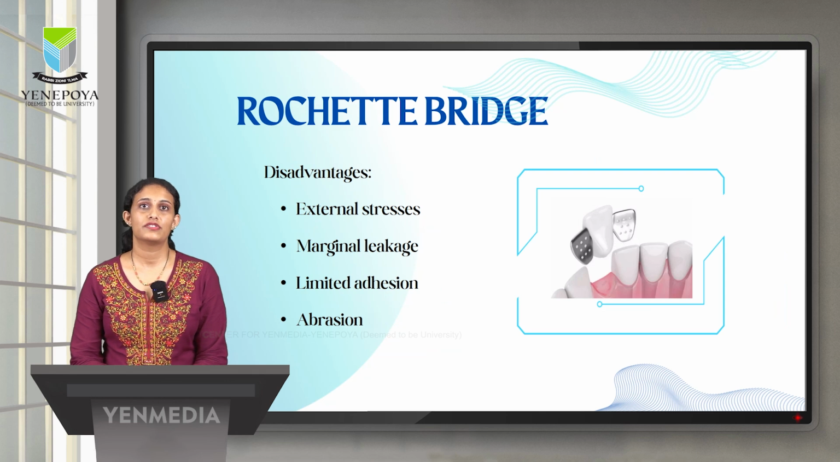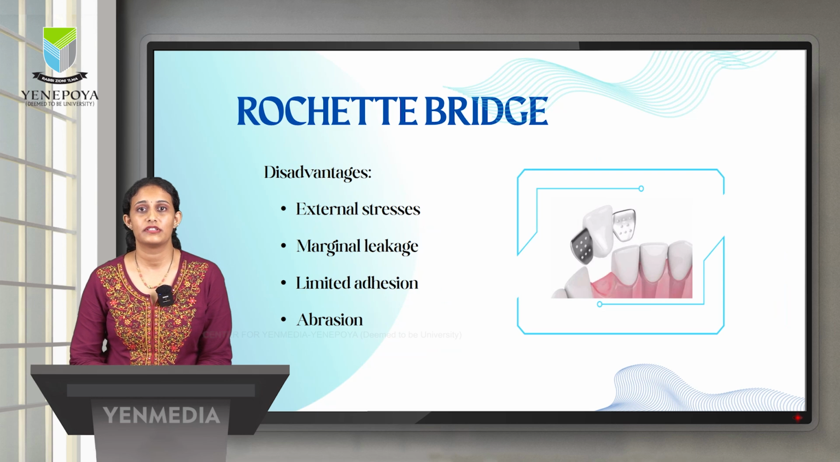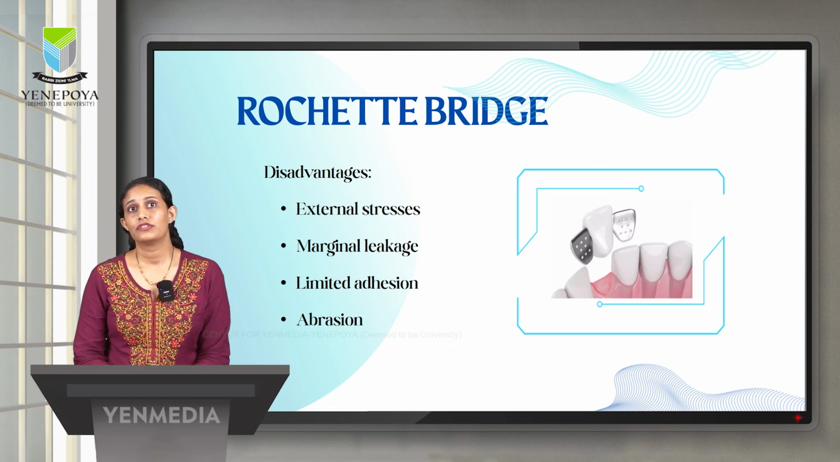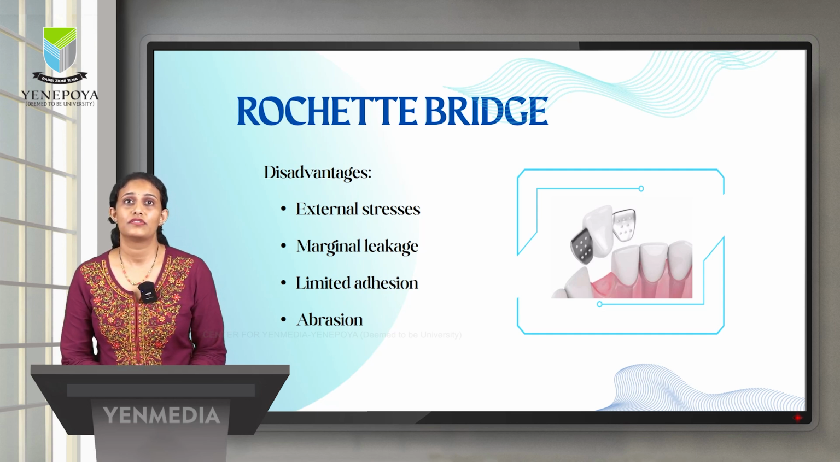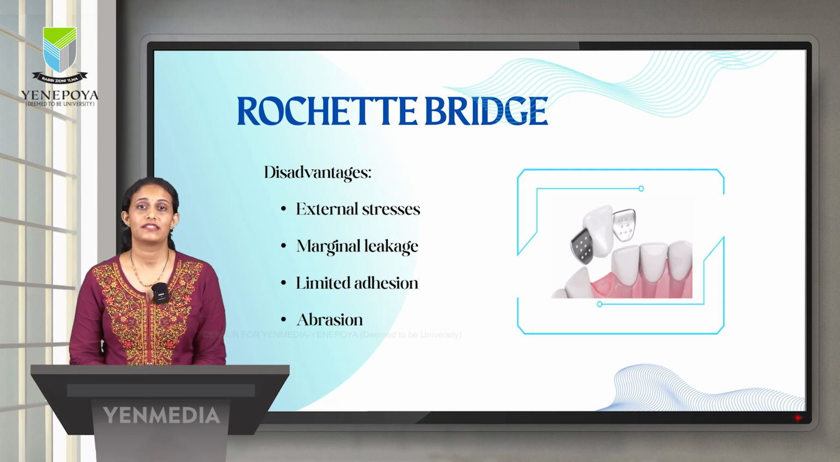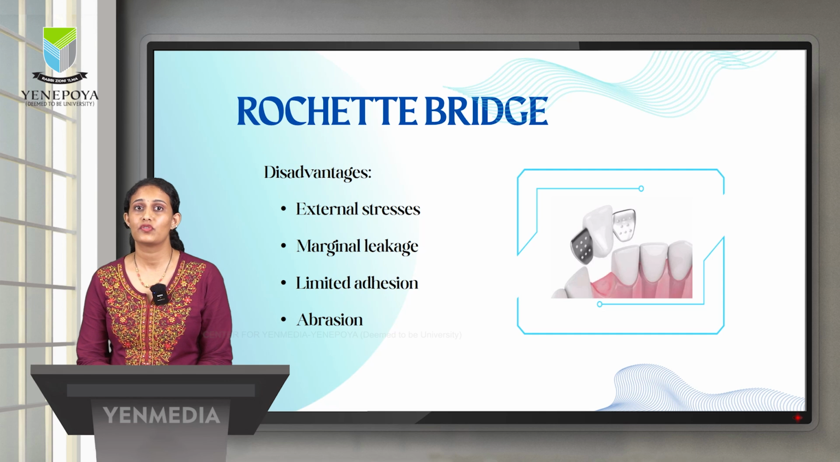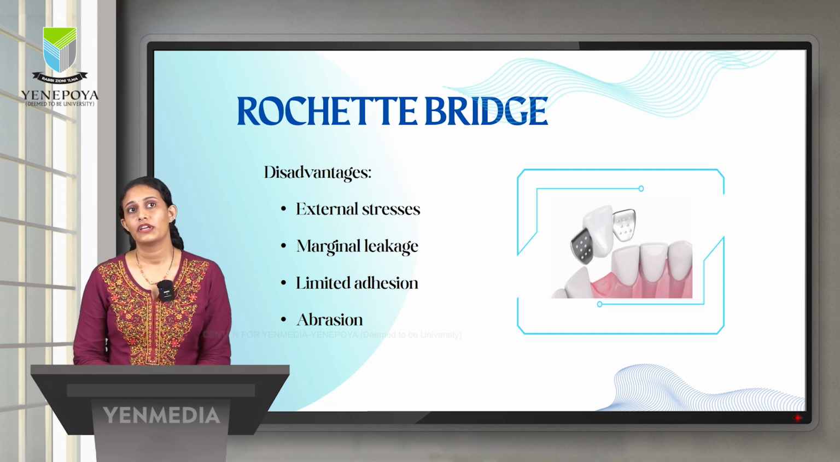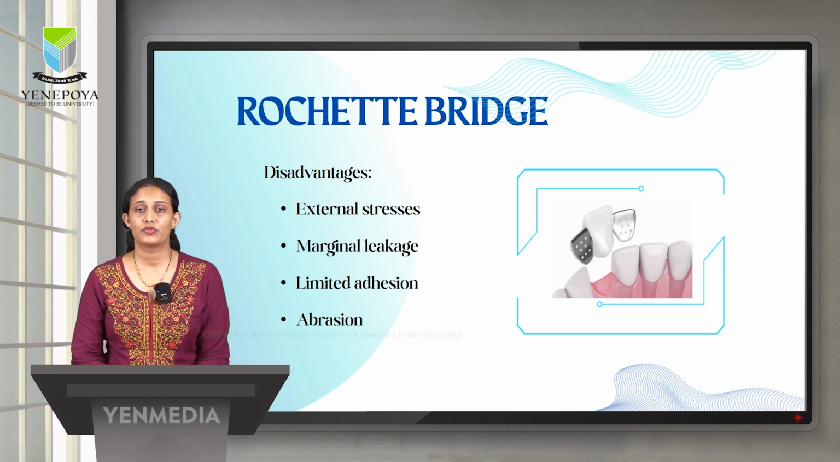Now the disadvantages of the Rochette bridge are that it is exposed to too much external stress. It has marginal leakage because the structure of the Rochette bridge is such that the margins do not adapt well to the tooth structure. It has limited adhesion as it is only mechanical retention and there is no bonding of the bridge to the tooth structure. It is also subjected to a lot of abrasion because of its bulky nature.